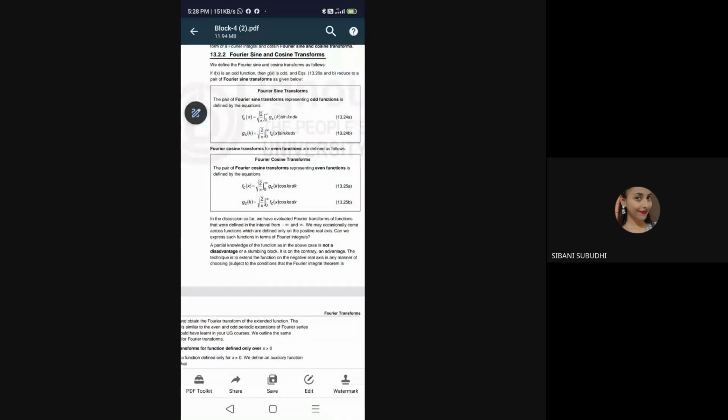Similarly, the pair of Fourier cosine transforms representing even functions are known as Fourier cosine transforms and are represented as f_c(x) is equal to root over 2 by pi integration 0 to infinity g_c cos kx dk, and your g_c is equal to root over 2 by pi integration 0 to infinity f_c cos kx dx.